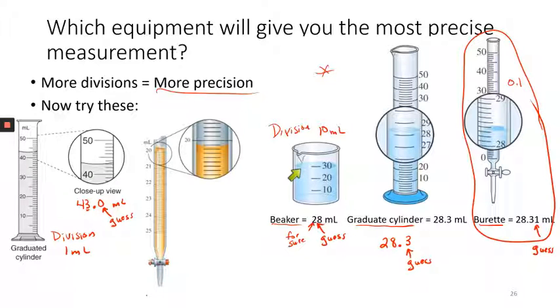Here I have a burette, and I see that if I went from 20 to 21, there are 10 lines, so each line or each division is 0.1 milliliters.